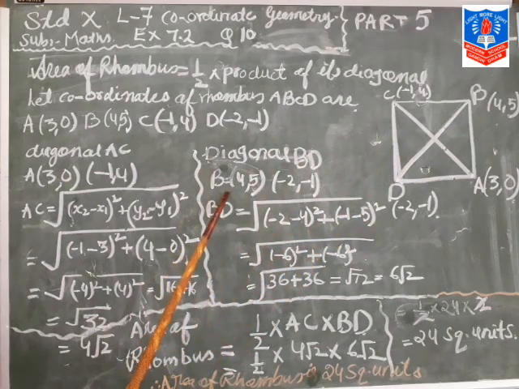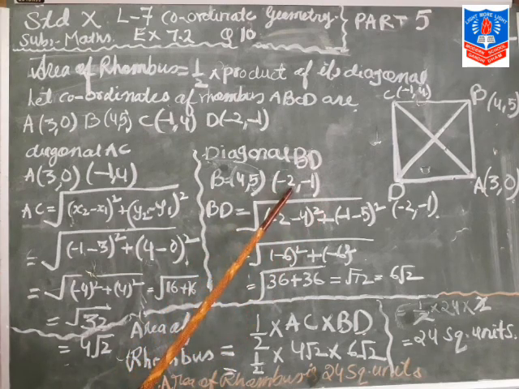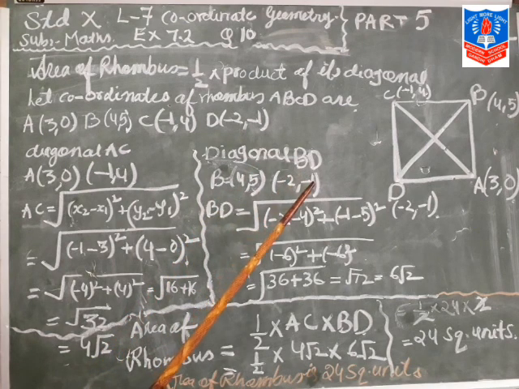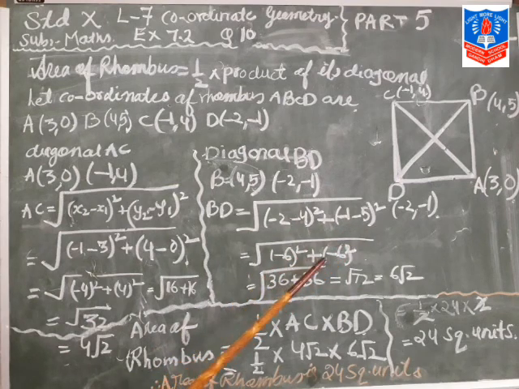Diagonal BD. We will write B (4, 5) and D (-2, -1). x2 minus x1: -2 minus 4. Again and again we will not write the formula. Directly now we can find out. -1 minus 5. Clear? So (-6) whole squared, (-6) whole squared. Inside the square, minus into minus becomes plus. Clear, everyone? So 36 plus 36, 72. Okay. So 36 into 2. Okay. 72. So 6 is the square root of 36. Okay. So we can write 6√2.